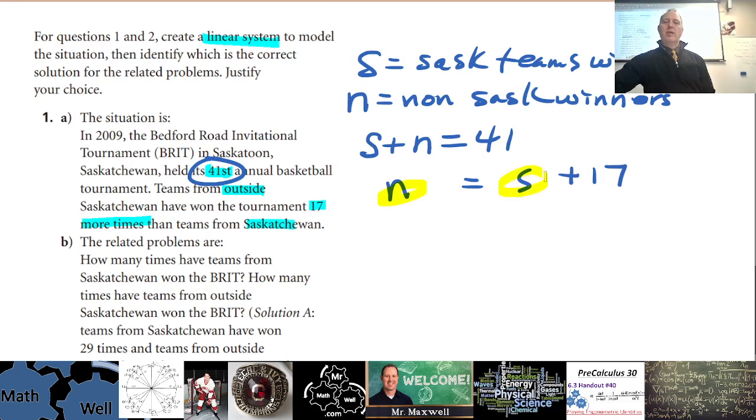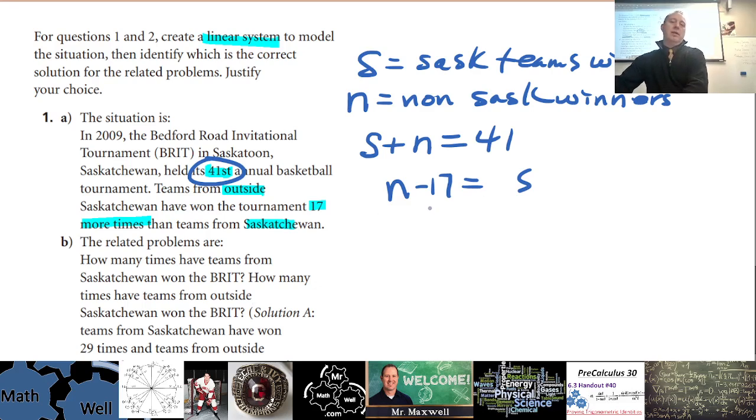If these were to be equal, which side does the 17 have to go on to make them the same? Well, the Saskatchewan teams have won 17 fewer times, so I have to add 17 to their number of wins. Get it? So this would be N equals S plus 17, or you could subtract 17 from N, so N minus 17 equals S. They're both exactly the same.